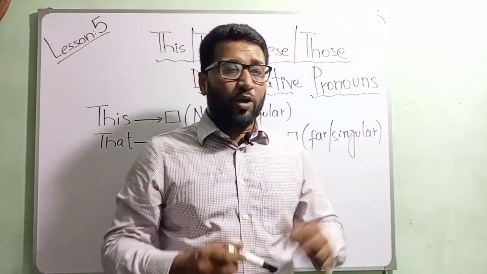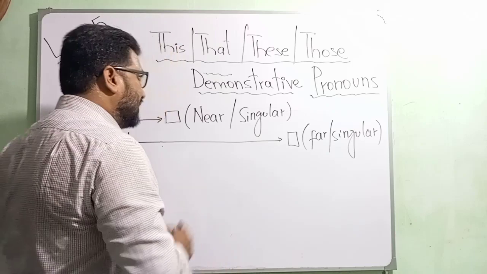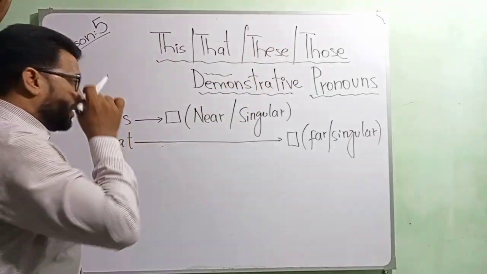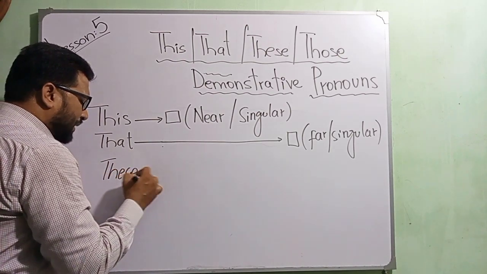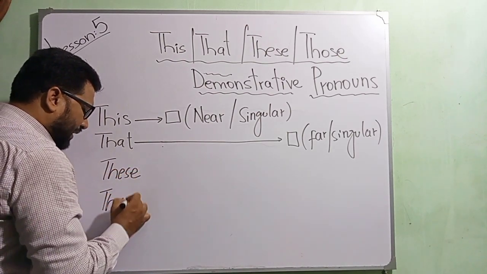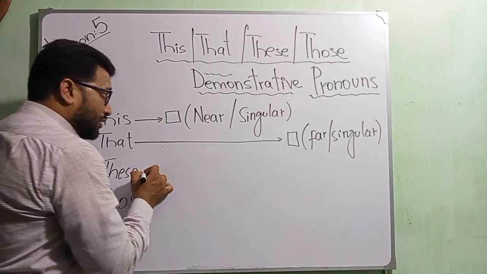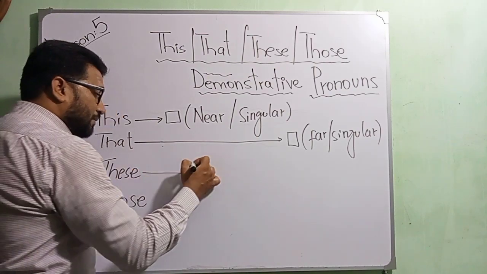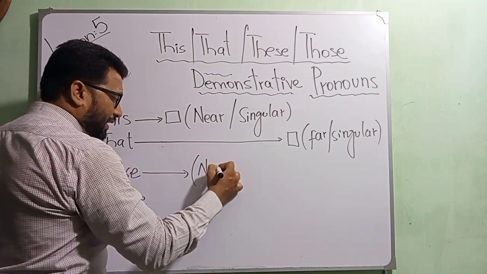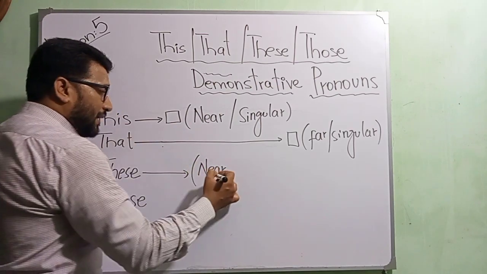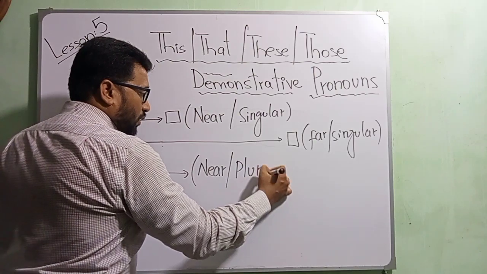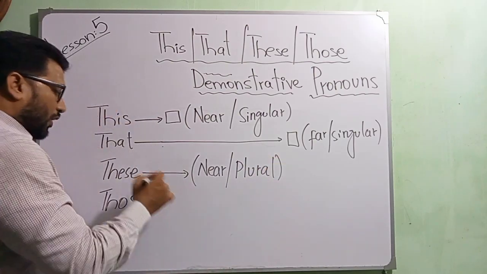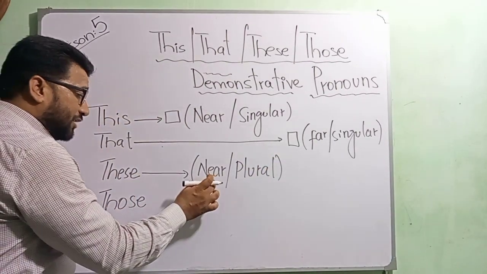So in this, we go for using that. Now, let's talk about the other two, which are these and those. They're also very much similar to this and that. But these means a little different as compared to this. It is near, but it's not singular, it's plural. When things are more than one, we go for using these, but they should be near.